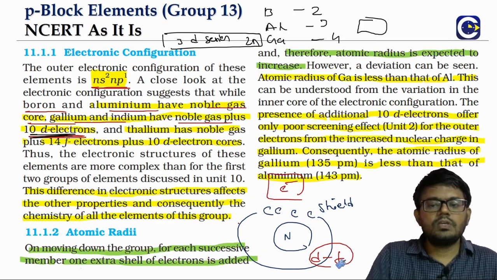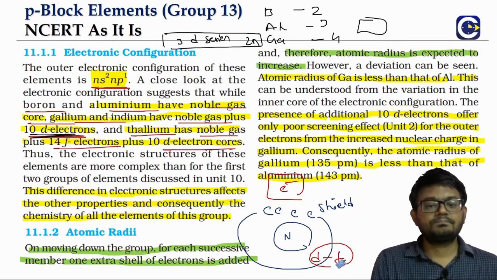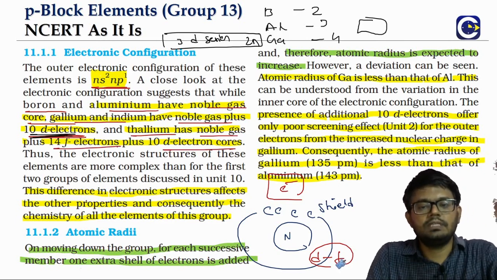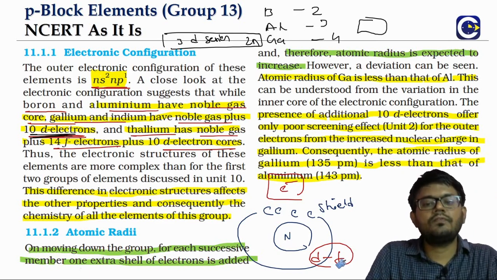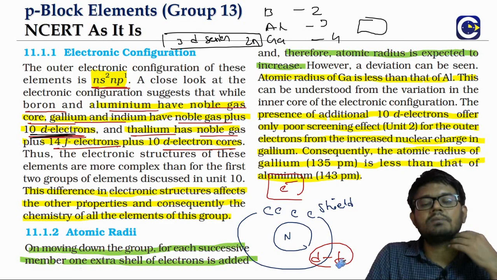So if you go to thallium, you'll have noble gas plus 14F and 10D. As we see, the inner core is changing, and as a result, we will see the effect in terms of the properties.